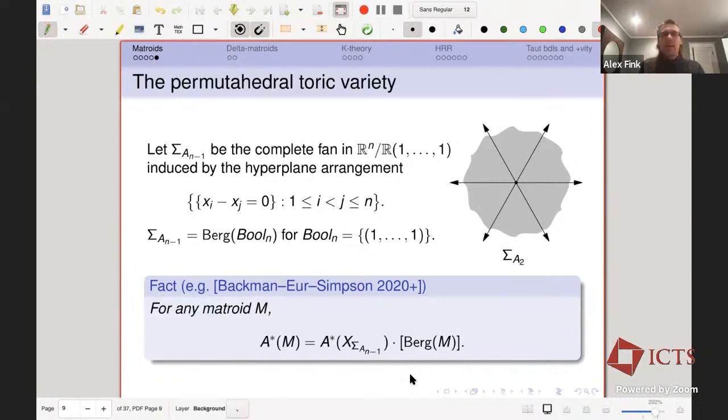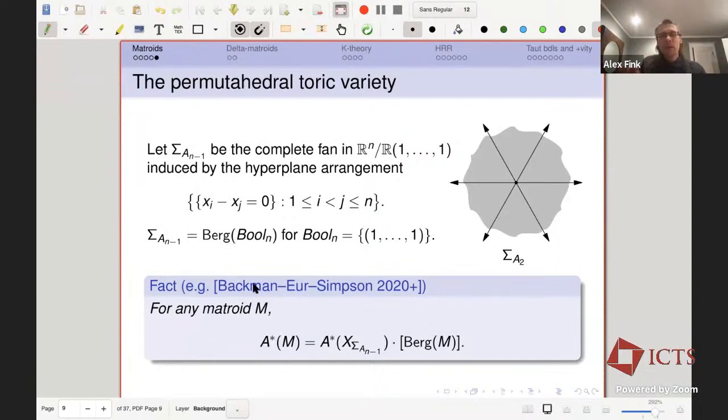And instead of working in the Matroid Chow ring itself, we worked in this toric variety of this fan, sigma A sub n minus 1. So that's the complete fan belonging to a certain hyperplane arrangement. It's actually one of these Bergman fans. So there's one Bergman fan which is complete, and it's this one. So this is the unique complete Bergman fan. And we look at its toric variety. So that is a nice projective toric variety.